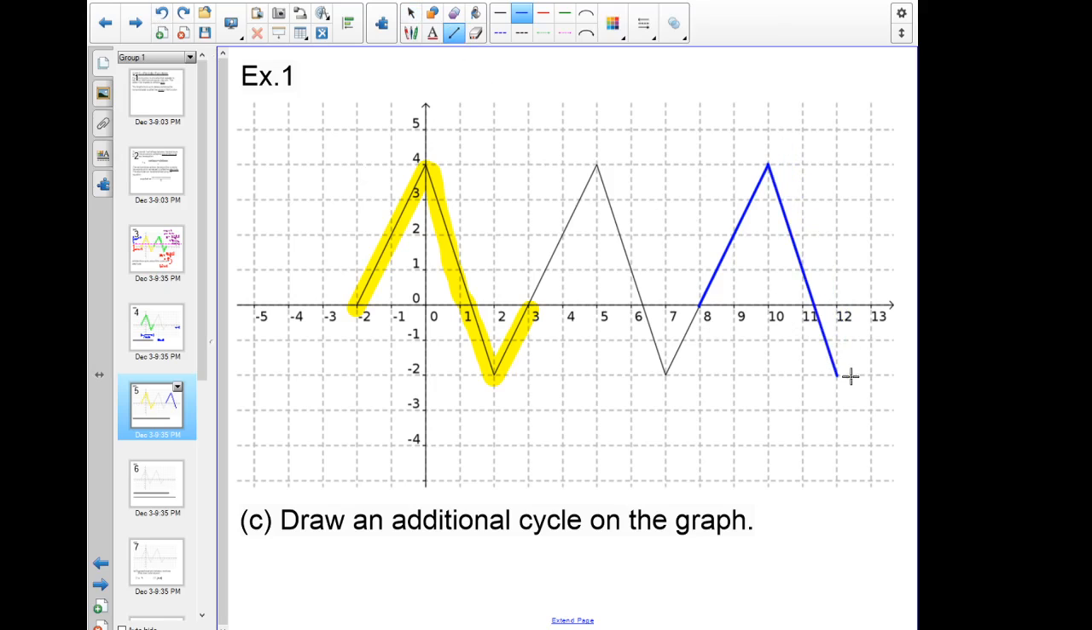And finally, the last little piece goes there. Okay, that's one way you could do it.